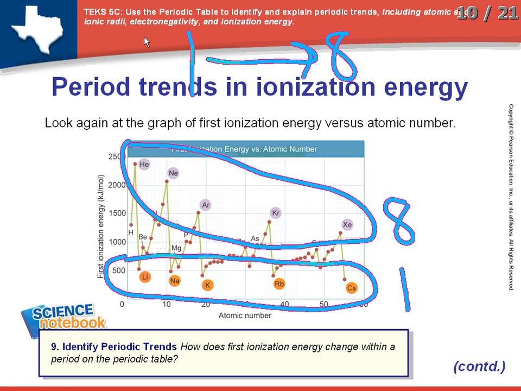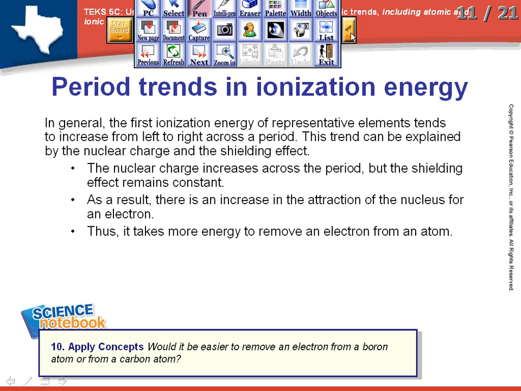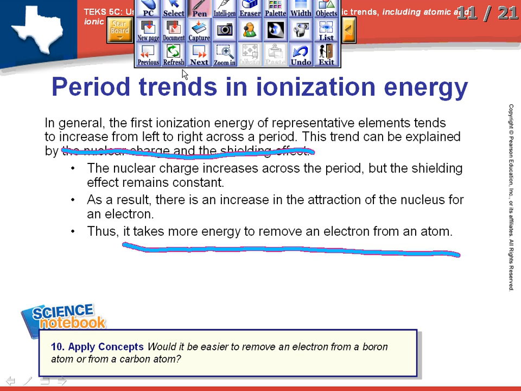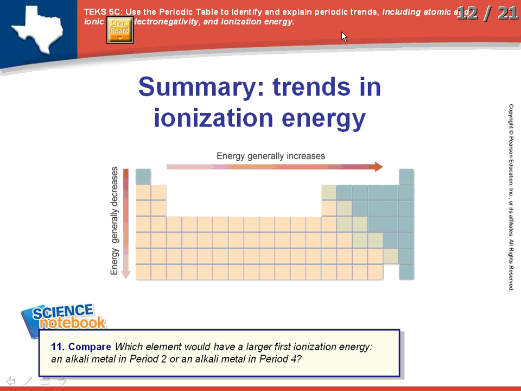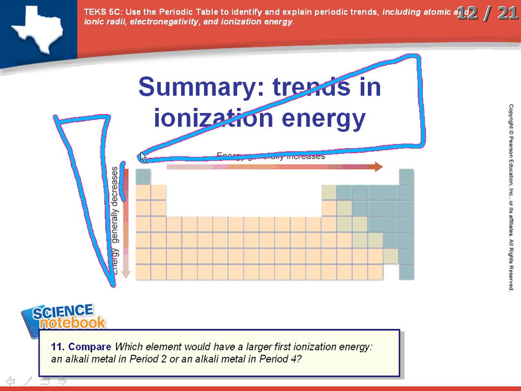You should say it increases, meaning it takes more energy to remove an electron from things on the right side of the table. The trend is it increases left to right across the period. Here's a summary of ionization energy. It decreases top to bottom. So I'll draw my triangle like that. It's decreasing top to bottom, but it increases left to right.